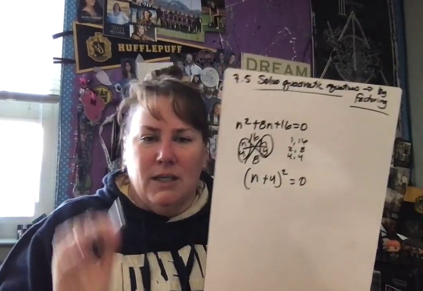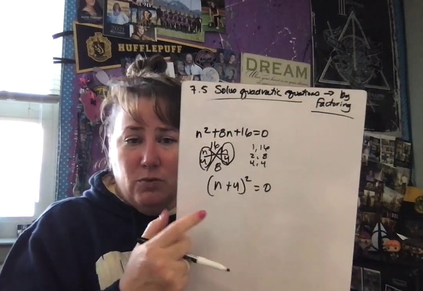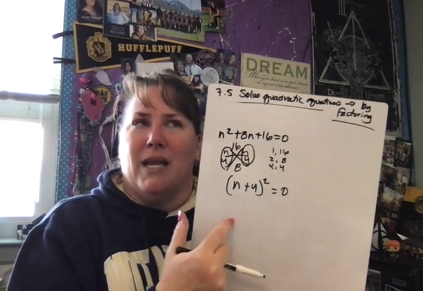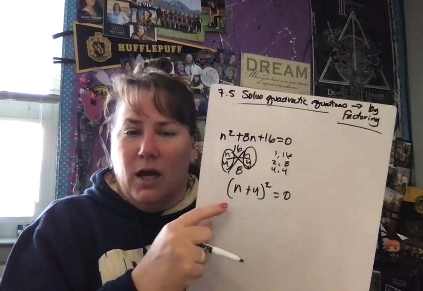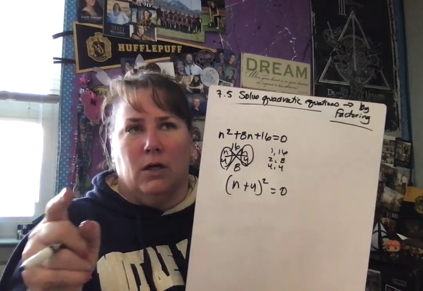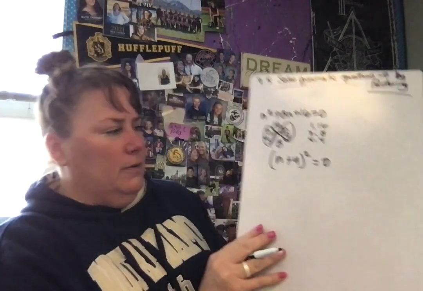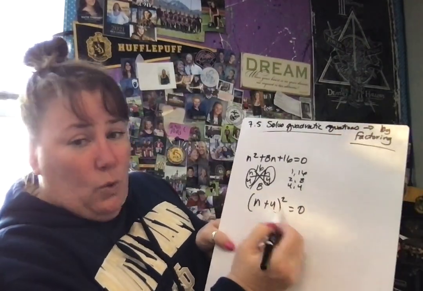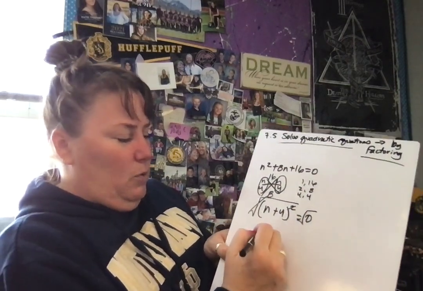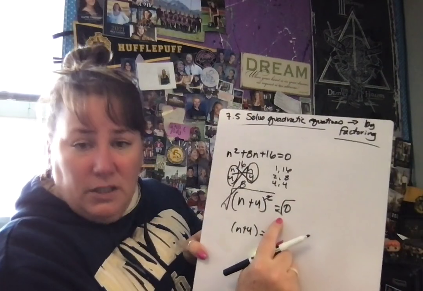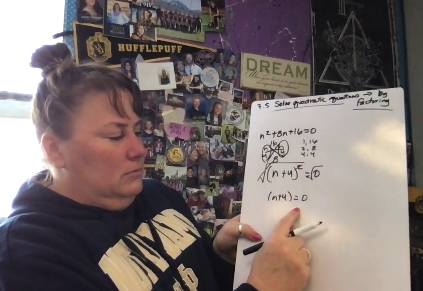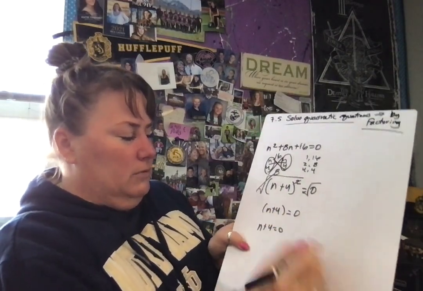Okay. Now, you can do this a couple different ways. Instead of squaring the binomial automatically, you can just go n plus 4 equals 0 and n plus 4 equals 0. It doesn't matter. I'm going to show you this way first so you can see what it looks like, because this is going to help us for another method later this chapter. So if I want to undo this square, I'm going to take the square root. And so I have the quantity n plus 4 equals the square root of 0, 0. Well, now we have n plus 4 equals 0.